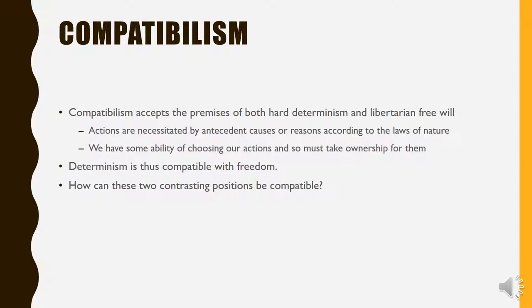And so when we accept ownership of our choice, we're suggesting that we had some role to play in choosing one thing or another, rather than being forced into choosing one thing or another. And so it's through this theory of compatibilism that we understand both determinism and our ability to take ownership of choosing multiple actions.